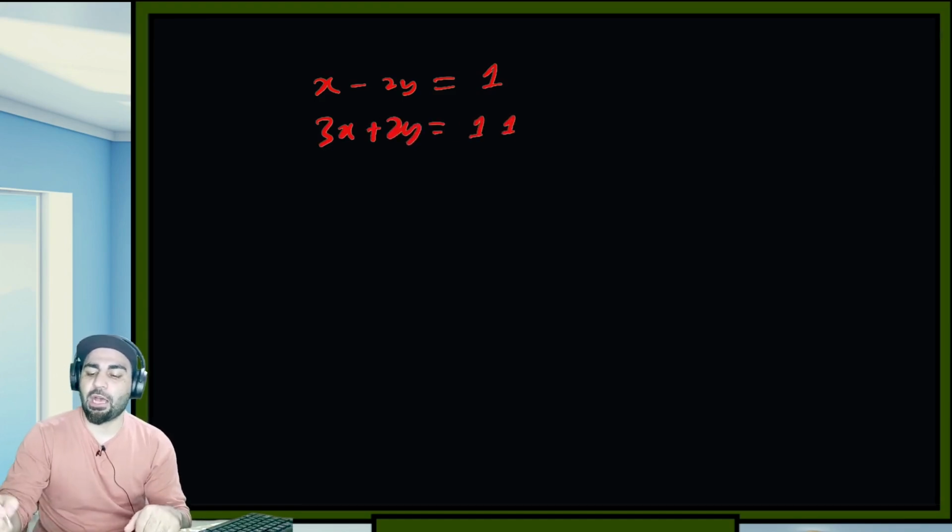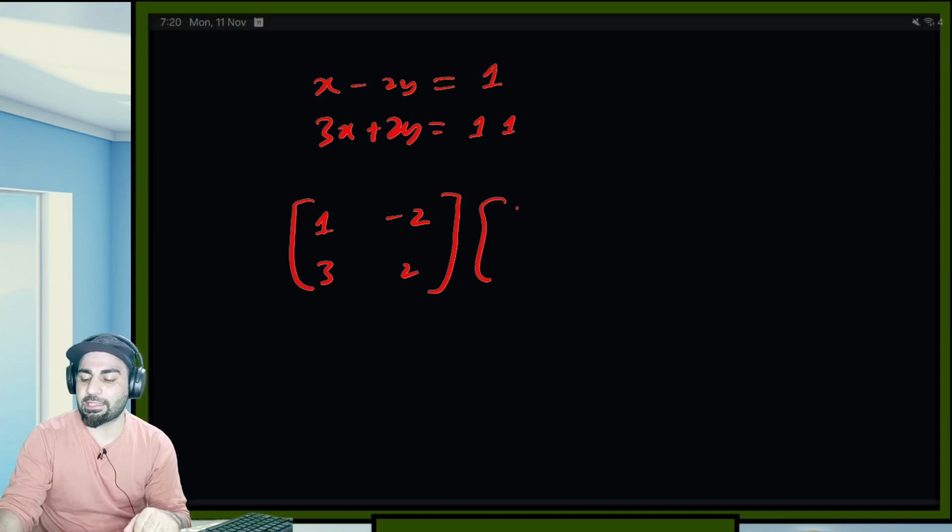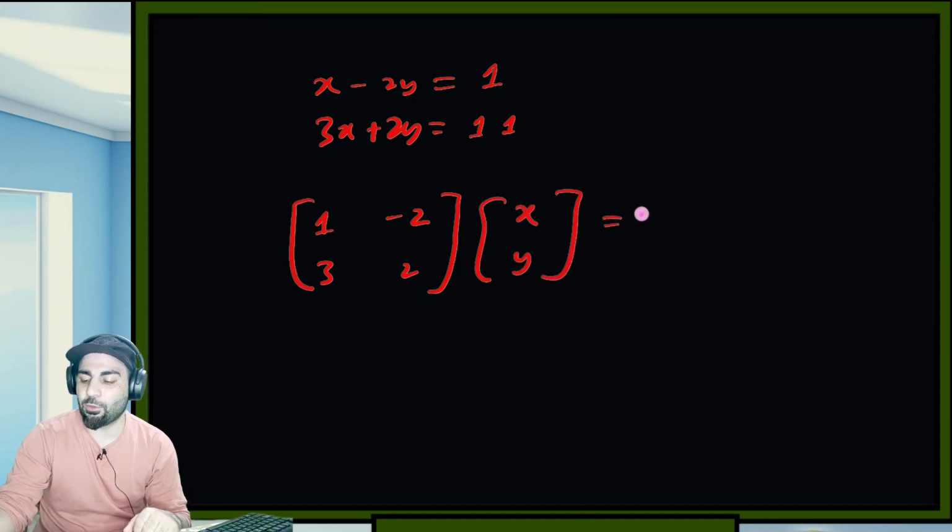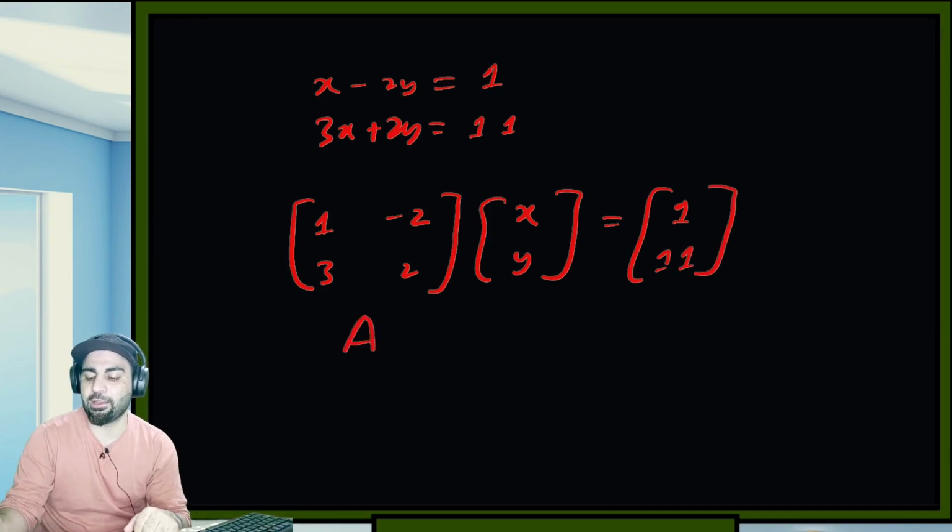Now how I can do it is, I can just write it like this. So 1, 3, minus 2 and 2, and then I have x and y, and this is equal to 1, 11. So it took the form Ax is equal to b. This is A, the coefficient matrix, then this is x and this is b.